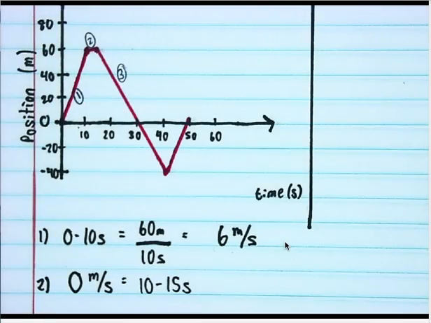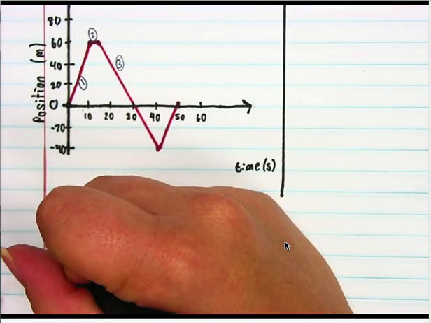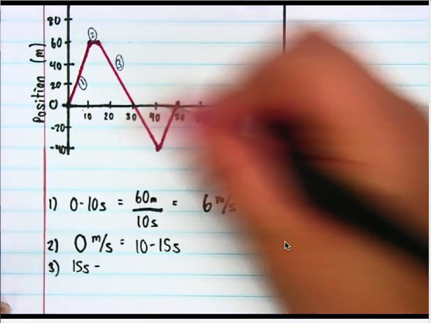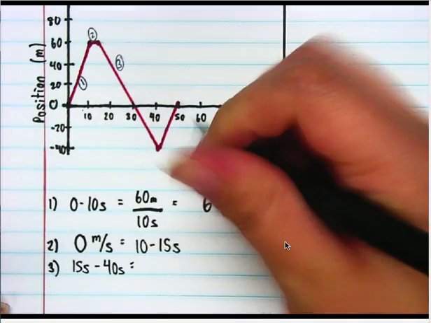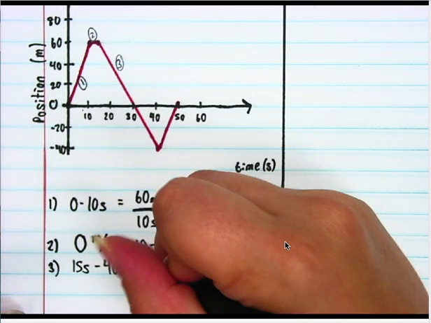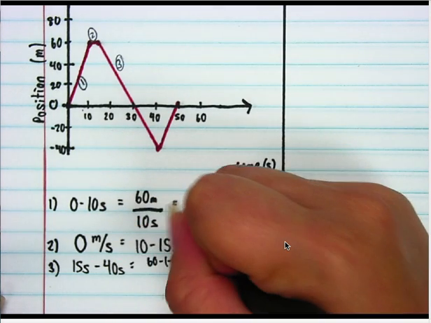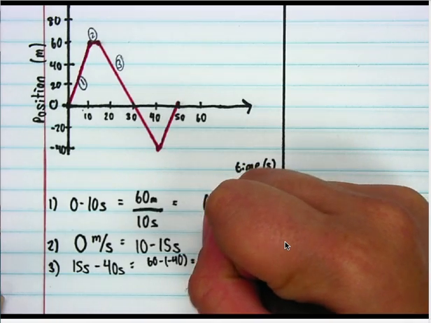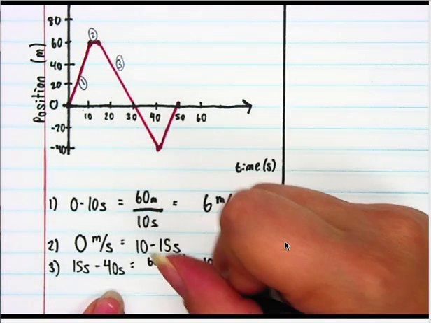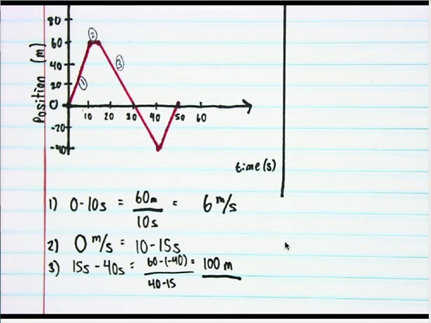Now let's look at chunk 3. In chunk 3, it has this pretty flat part here. So that's from 15 seconds all the way to 40 seconds. Its rise, or how much it changes, is from 60 to negative 40. So 60 minus negative 40 gives us 100 meters. So its position changed by 100 meters. And that time we said it was from 15 to 40. So 40 minus 15 gives us, I should be able to do this in my head, 25.